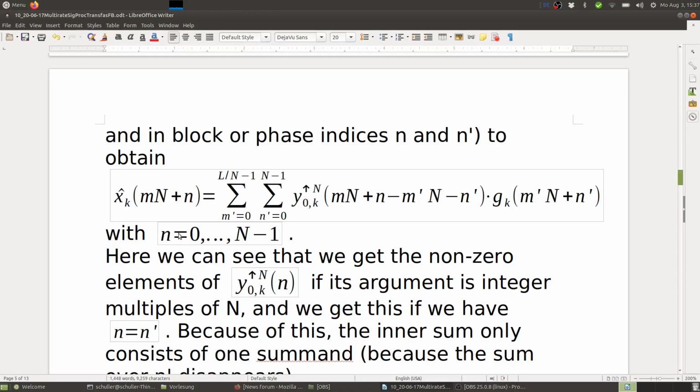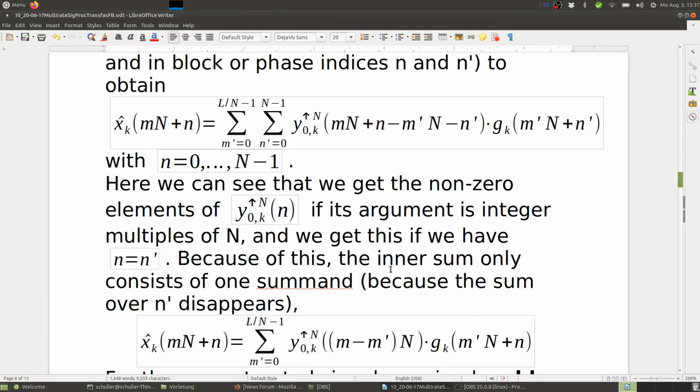So here now lowercase n goes from 0 to N minus 1, and of course here you can see in the sum n prime goes also from 0 to N minus 1. So here we can see that we get the non-zero elements of y upsampled of lowercase n if its argument is integer multiples of capital N, right? So this argument needs to be integer multiples of capital N, otherwise this function will be 0, right? Because of the upsampling. Yeah, and we get this if we have n equals n prime.